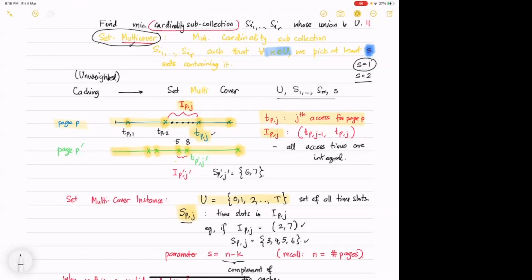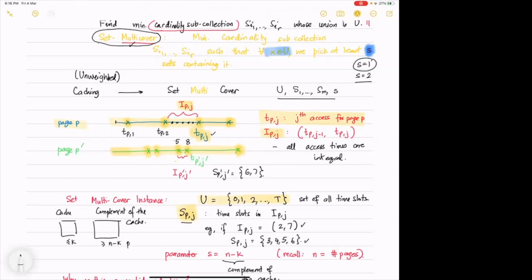And what is my parameter S? The way to think of this reduction is that there is a cache, and this is like the complement of the cache. When I say that the cache can contain only up to k pages, what you're saying is that the complement of the cache must have at least n minus k pages.